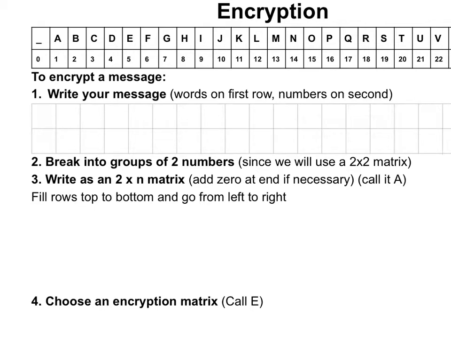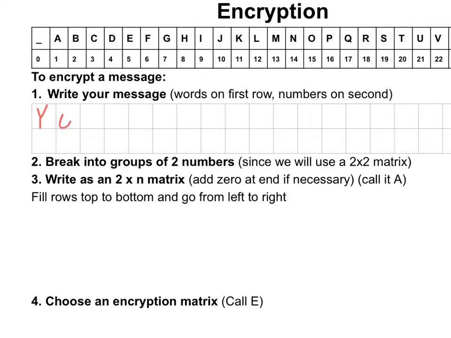We're now going to learn one of the applications of matrices, which is to encrypt and decrypt messages. So what we want to do is start with our alphabet, and we map each letter to a number. We start with A being 1, B being 2, and so on, and we're going to use 0 as a space. So the first thing to do is write out the message that you want to send.